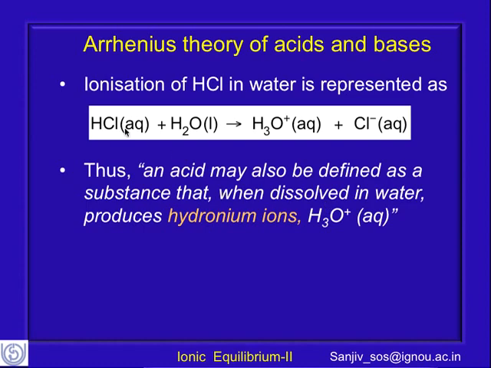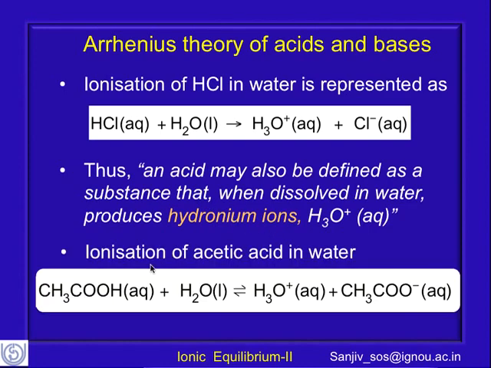So according to this equation, we can even use Arrhenius theory to define an acid to be a substance that when dissolved in water produces hydronium ions, because that is the way it exists. Though the initial definition Arrhenius gave was that anything which gives you a proton is an acid, fair enough. But now we know that a proton cannot exist as such, it exists as a hydronium ion. So we can say that an acid may be defined as a substance which when dissolved in water gives you a hydronium ion. Okay.